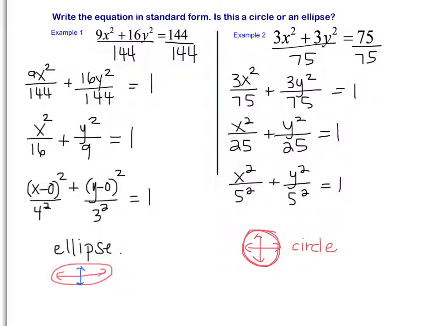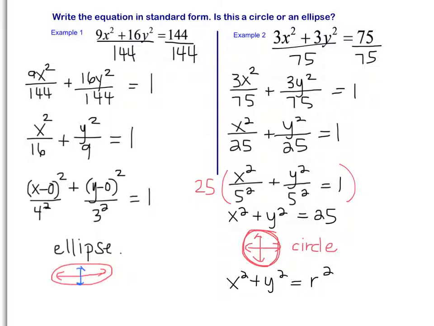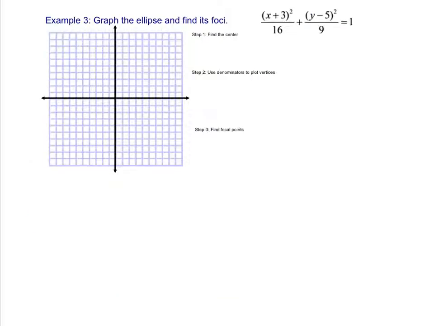If we multiply by 25 again on both sides, we get it into the general equation of a circle: x squared plus y squared equals 25. Remember, that's in the form x squared plus y squared equals r squared. So the moral of the story for this problem is that circles have equal denominators, whereas ellipses have unequal denominators.